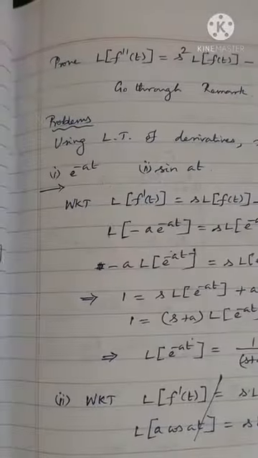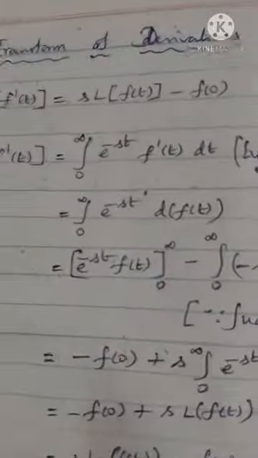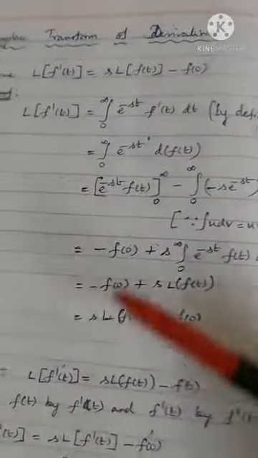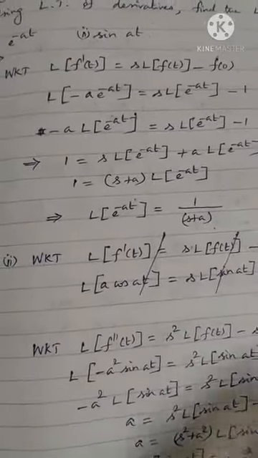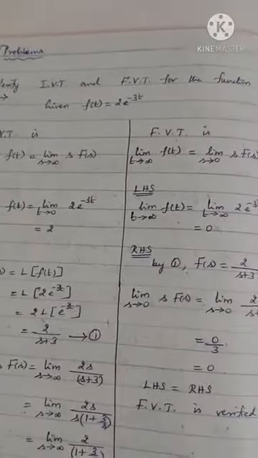After this, next comes Laplace transform of derivatives. I told you to remember it as a formula: L of f dash of t, L of f double dash of t. The problems here are not important, okay? The proof and the statement of the theorem are very important. The problems based on this are not important, but I have given them for you. Next it is the initial value theorem, final value theorem and problems.